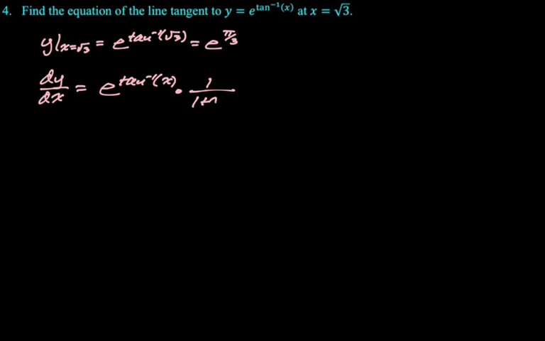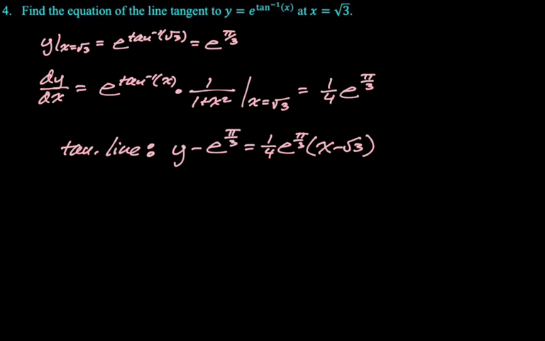The derivative is e to the u times the derivative of u. The derivative of arctan is 1 over 1 plus x squared. We plug in here, you get e to the pi over 3 again, but then 1 over 1 plus root 3 squared. 1 over 1 plus 3 is 1/4. So we get 1/4 e to the pi over 3. And then we just need to write our tangent line. So y minus e to the pi over 3 is equal to 1/4 e to the pi over 3, quantity x minus root 3. It's ugly, but that's what the tangent line is. So that's the end of the problem set. I hope this was helpful, and good luck.